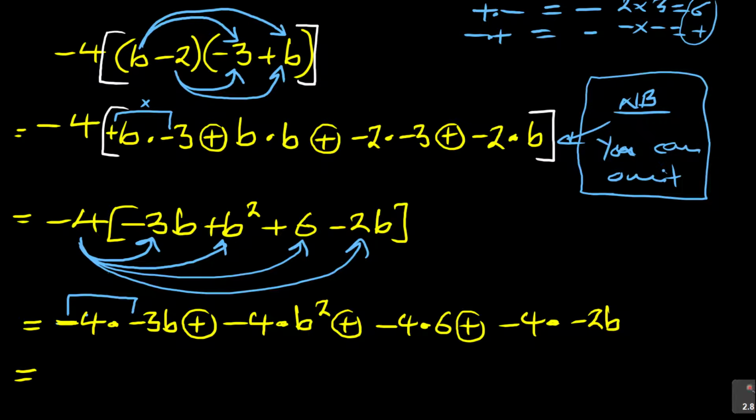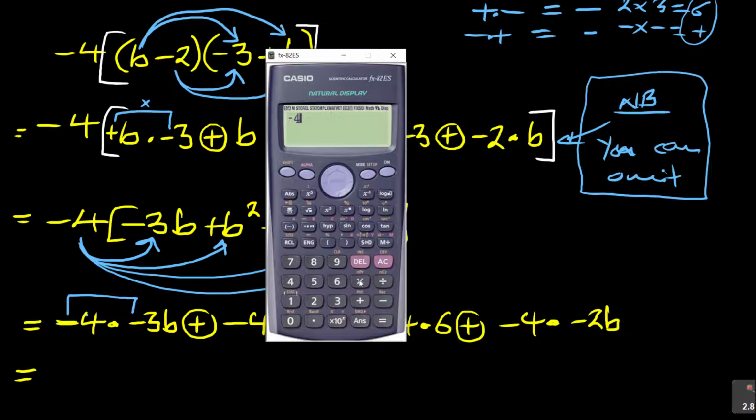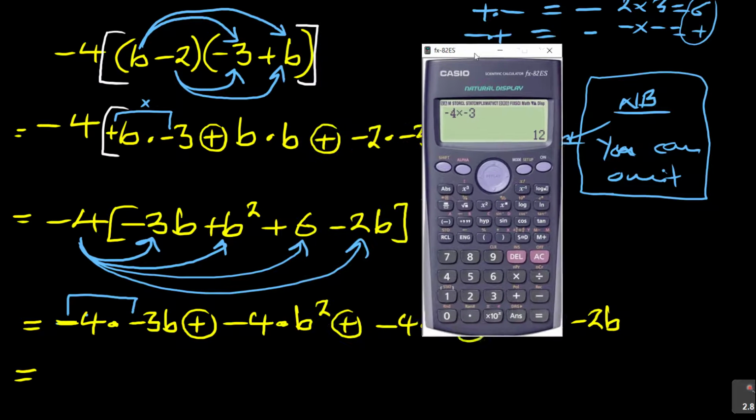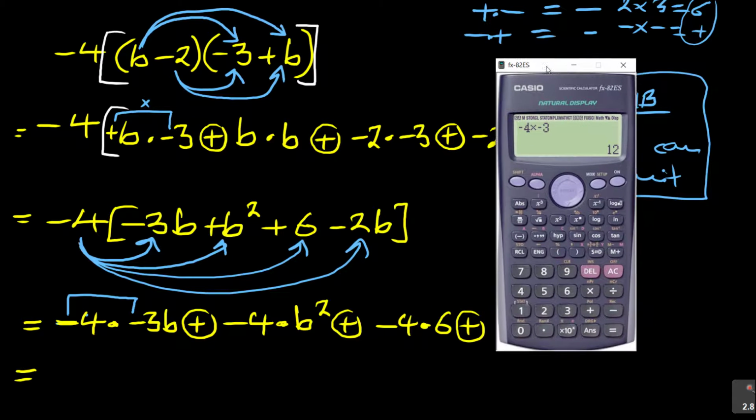Test it with the calculator. So you're going to say minus 4 times minus 3. So it's negative 4 times negative 3. It's what? It's 12. So let's multiply everything here already.